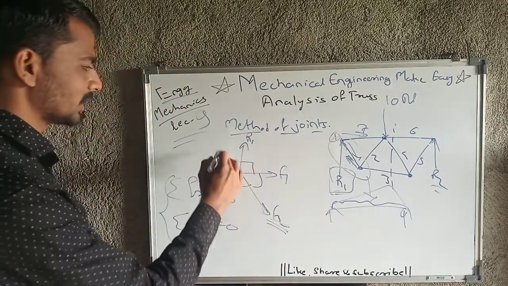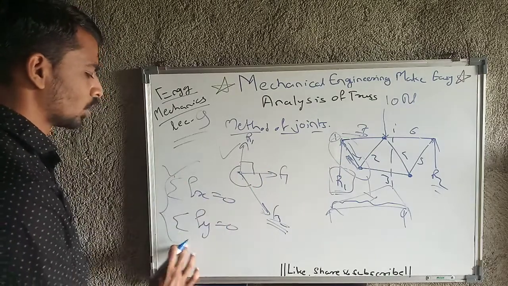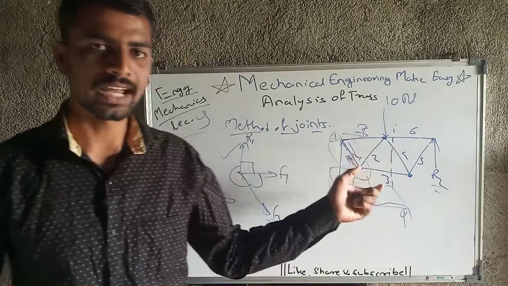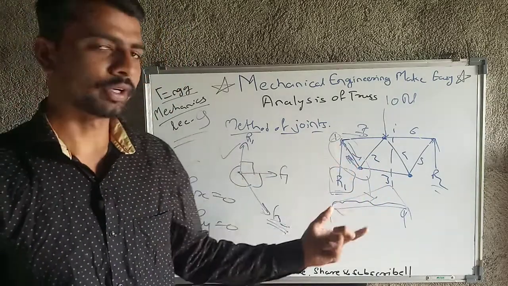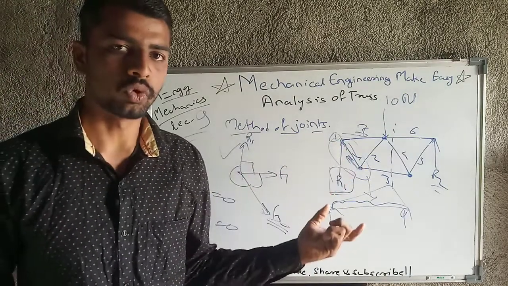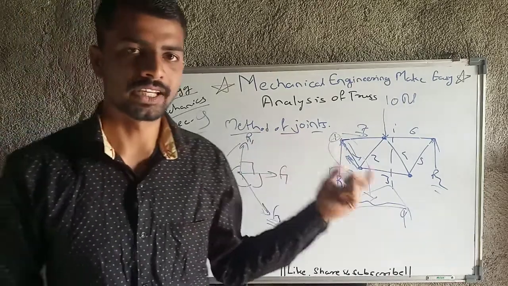And in that, if the sine rule is applicable, then we will use the sine rule, otherwise we can use summation of Fx equal to 0 and summation of Fy equal to 0, and by observation also we can know some values of forces. So this is all about the method of joints. It is a very easy method, only the calculation part is more, but it is the easiest method, so you can use it everywhere.